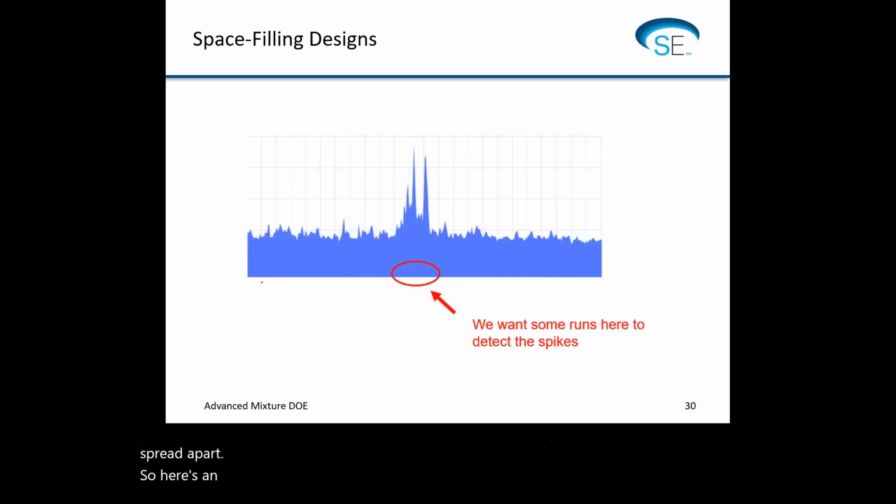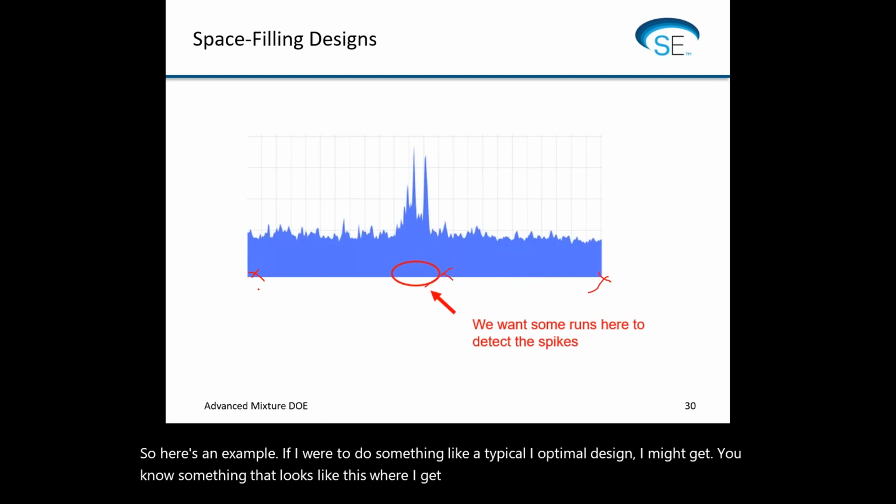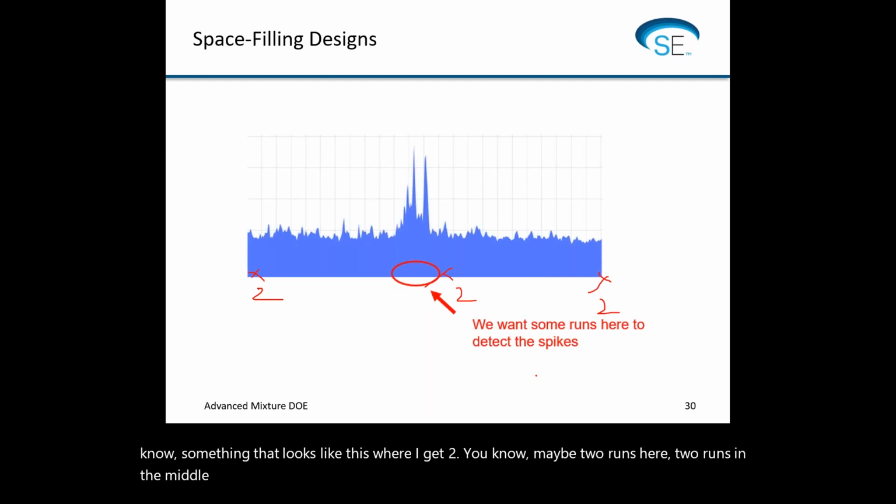So here's an example. If I were to do something like a typical optimal design, I might get something that looks like this, where I get maybe 2 runs here, 2 runs in the middle, and 2 runs here at the end.